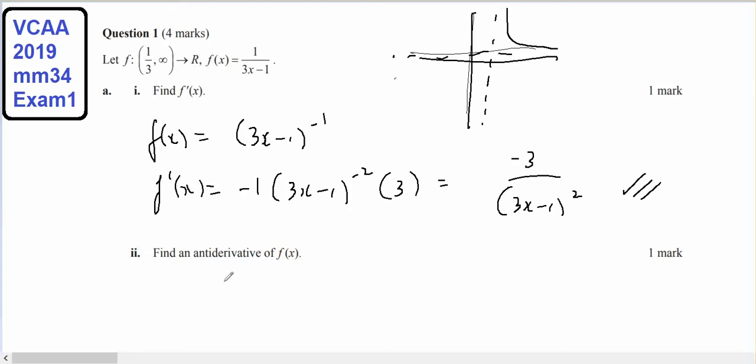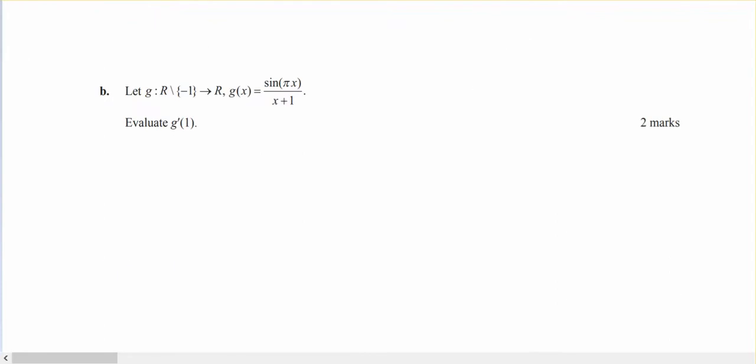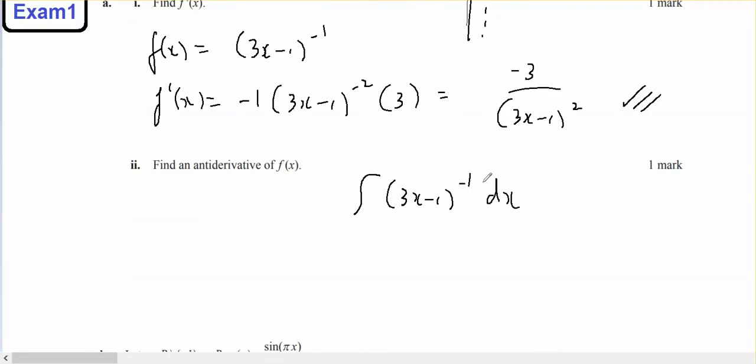Okay, in part 2, find an antiderivative of f of x. So I'm looking for an antiderivative of 3x minus 1 to the negative 1 dx. And when I add 1, I'm going to get 0. So this is the logarithm. And since a is 3, it's going to equal 1/3 log base e of 3x minus 1. Because it's an antiderivative, I don't need to add c.